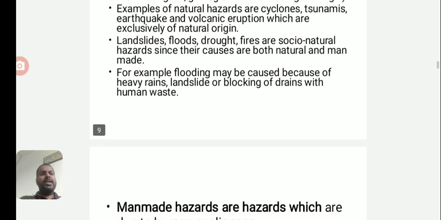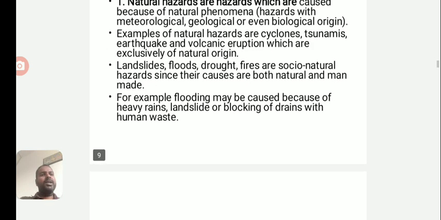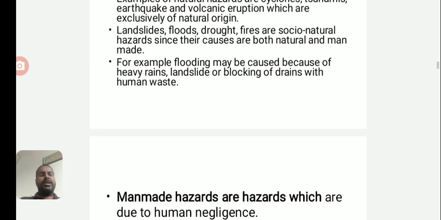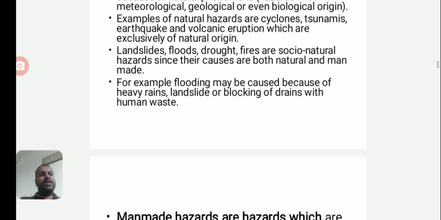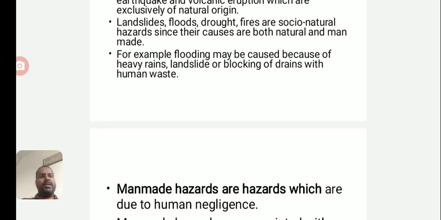Recently we faced one major disaster, the landslide in Wayanad. That is also called a natural cum man-made hazard. Why is it called that? All the people cut the trees on the hills, so the bonding of the soil is reduced. Due to that reduction, the hazard occurred, so it is called a man-made cum natural hazard.